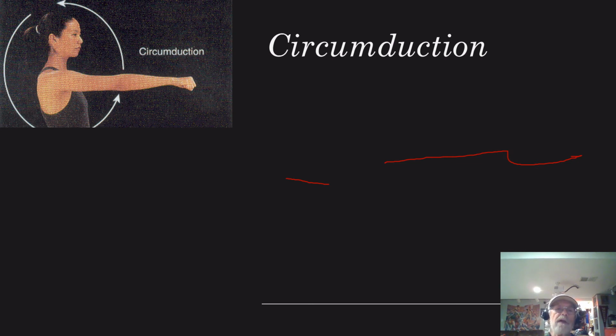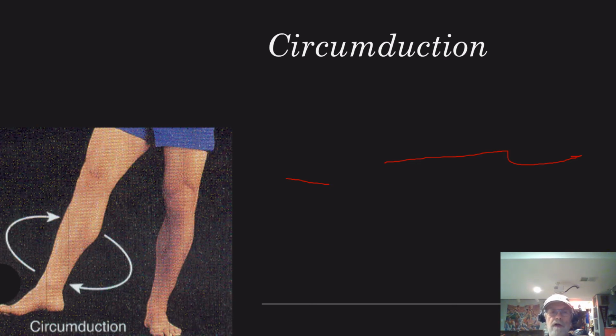Okay, if I'm looking at the arm and if I rotate it around in a big circle around the body, that's called circumduction of the arm. And if I take the leg and rotate the leg around in big circles, that's called circumduction of the leg. Okay, and so circumduction is moving the extremity in an arc-like motion in a circle. Rotation.